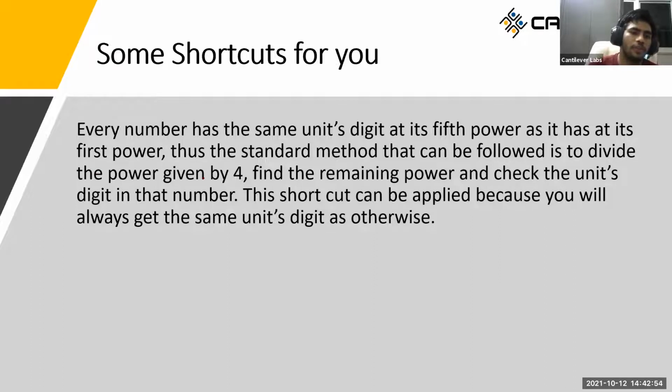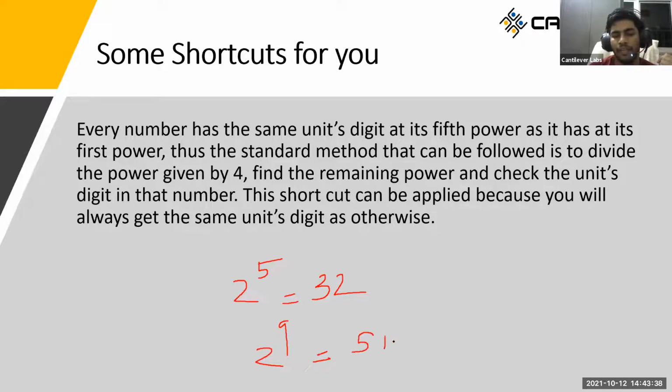Okay, so coming down to shortcuts, every number has the same unit digit as its fifth power as it has its first power. So basically here we can see that every unit digit repeats after 5 powers. So essentially, let's say 2. 2 raised to the power 5 is 32, correct? So we'll just find the next fifth power of 2. So from 5 we'll find the next fifth value. So next would be 2 raised to the power 9, which would be 512. So here we can clearly see that the unit digit repeats. If you move on to find 2 raised to the power 14, it will repeat again. So you can see that the fifth power always repeats as a unit digit.